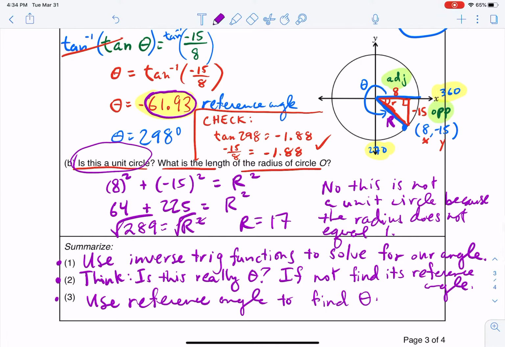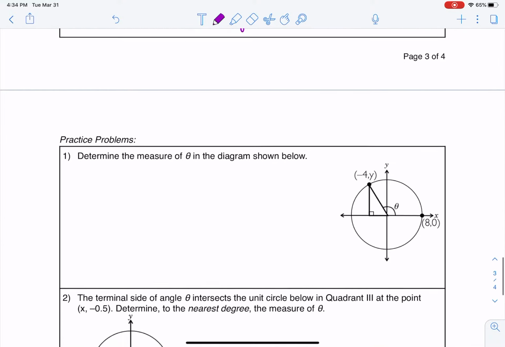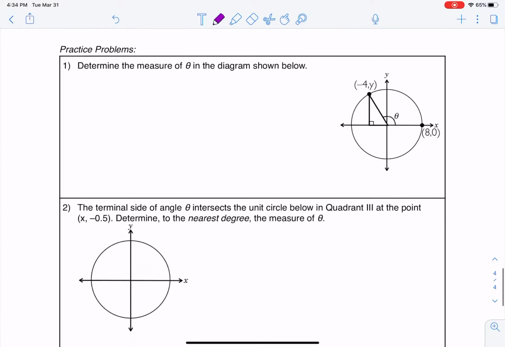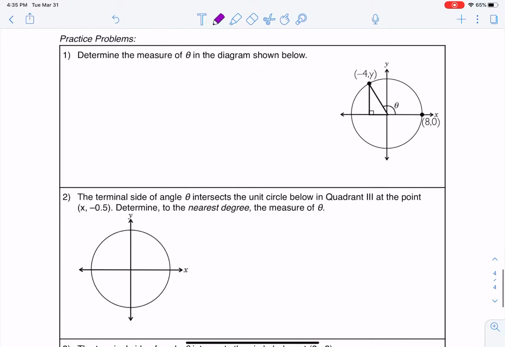All right, so before you get started on these problems yourself, if I look at the practice problems, what I would want to think about or make a prediction about is what theta should be between. So if I look at problem 1, based on where theta is, theta needs to be a measure between 90 and 180.